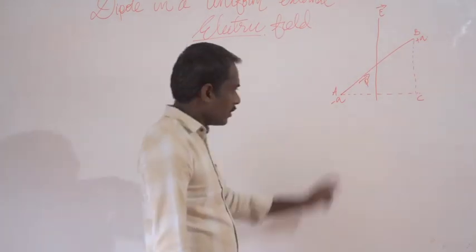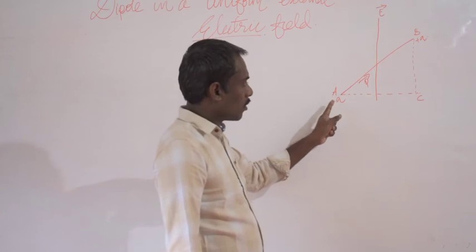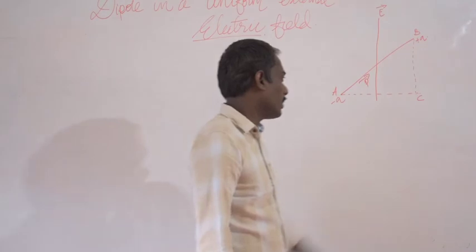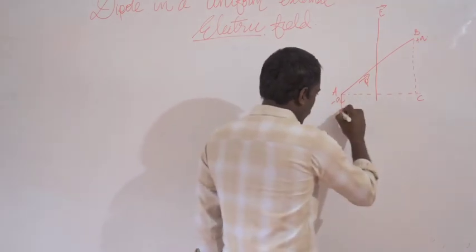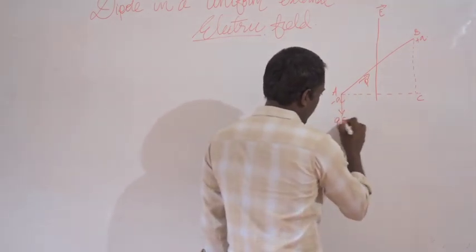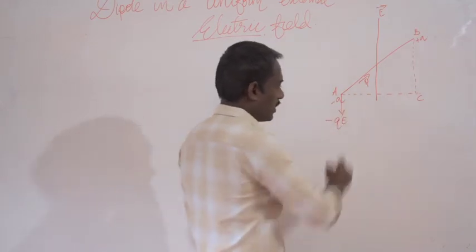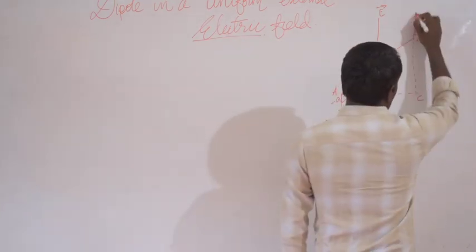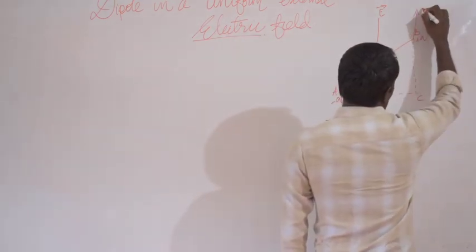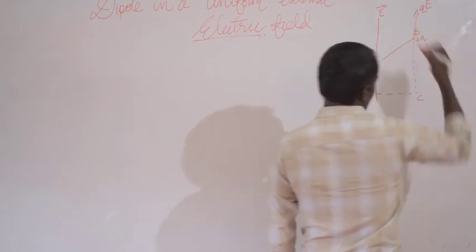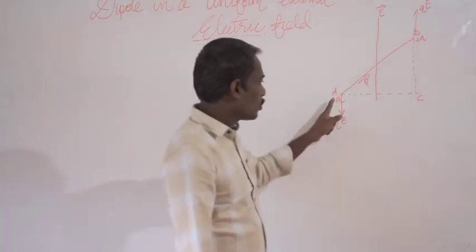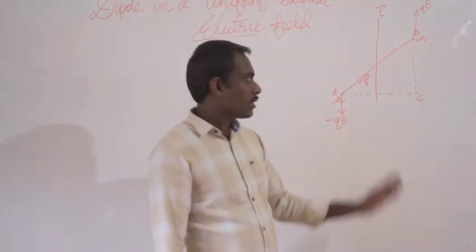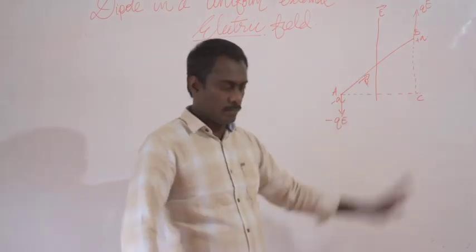and there is a force acting on these two charges, that means at the point A and the point B, and this is the direction of the force. That is, negative QE is acting at the point A, and another force acting on the point B, that is QE. Okay, and these two forces are equal in magnitude, but they are opposite in direction. Therefore, the net force on the dipole is 0.